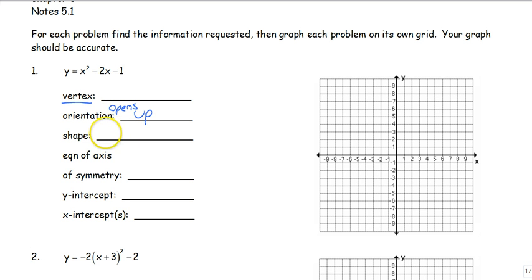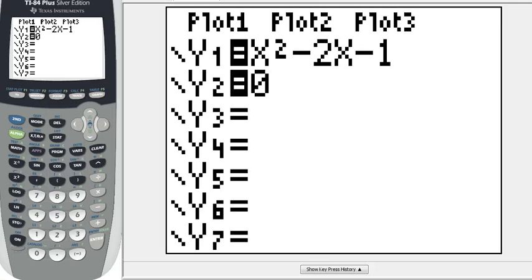Okay, the shape, this is a normal curve, because again, the coefficient in front is 1, so that will make it normal. Alright, now we're going to go to our calculator to get the rest of the information. So get your calculators out and pause the video if you don't have it out yet, and then we will begin. You should go to your y equals and type the first problem in your y1, and we're going to type 0 in for y2.